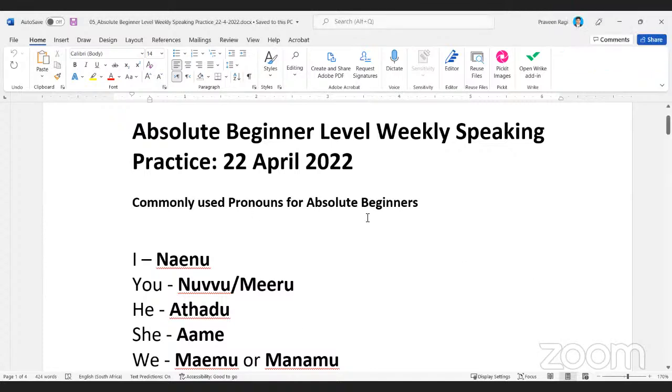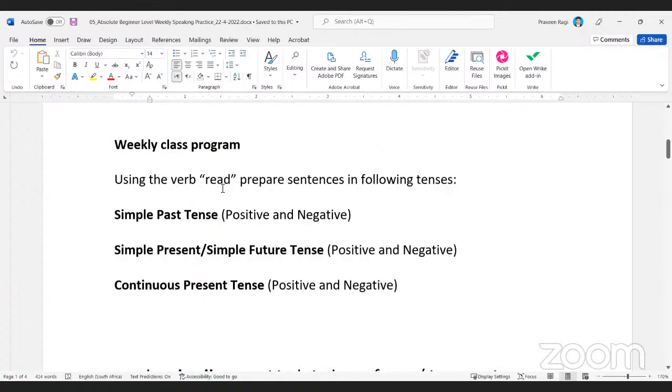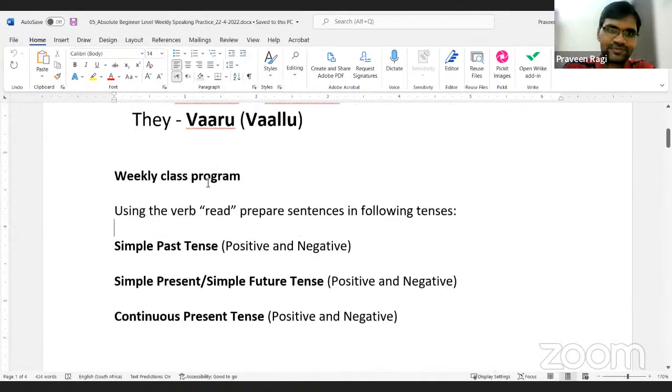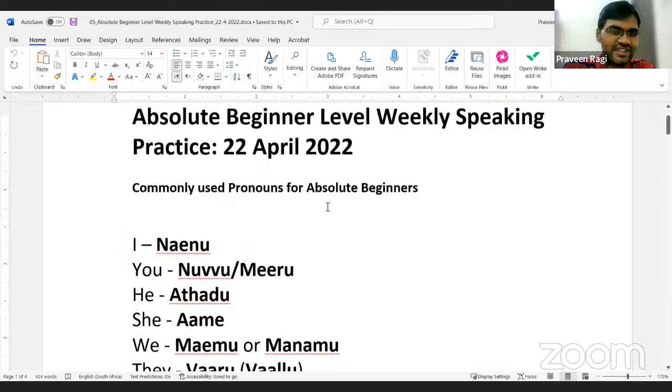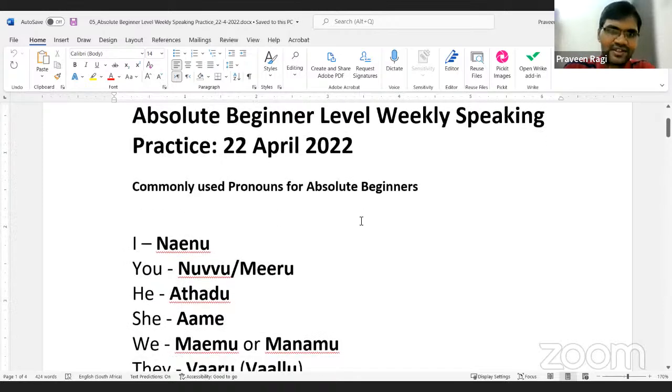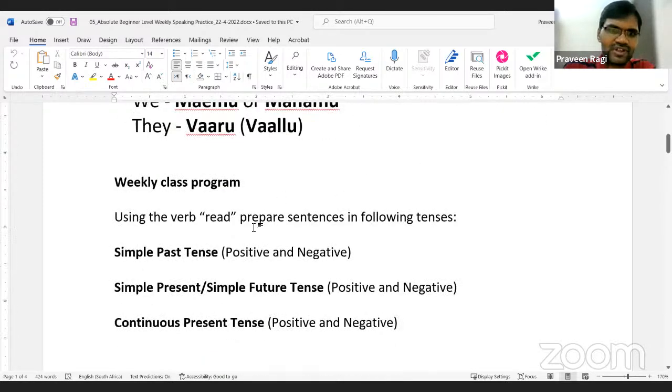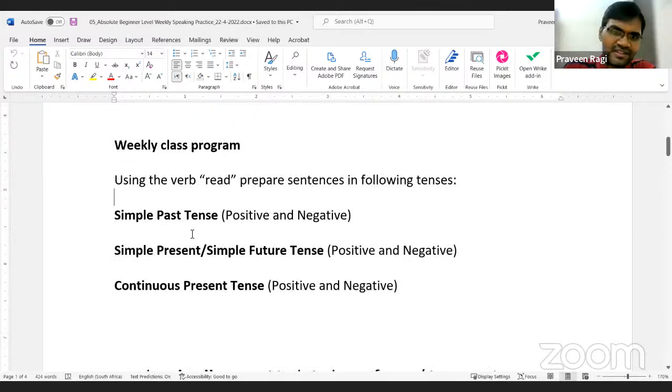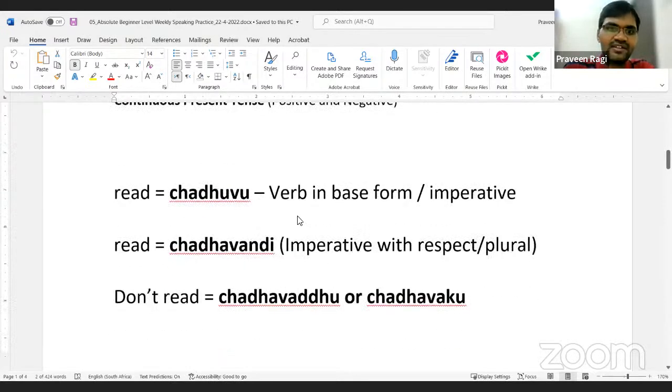In this session, we are going to focus on the verb read, using these personal pronouns and various tenses. We are going to focus on these three tenses: simple past tense, simple present or simple future tense, and continuous present tense. Read means chaduvu. This is the base form. Also in imperative form, we say it in the same way, chaduvu.